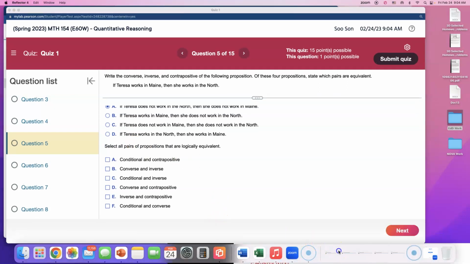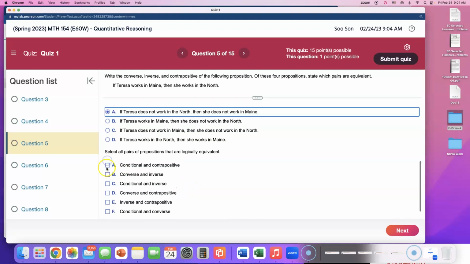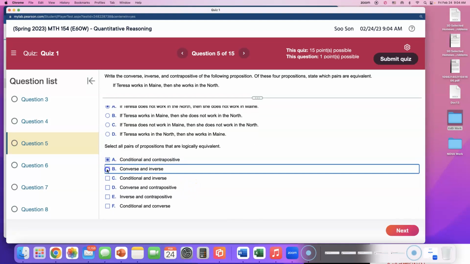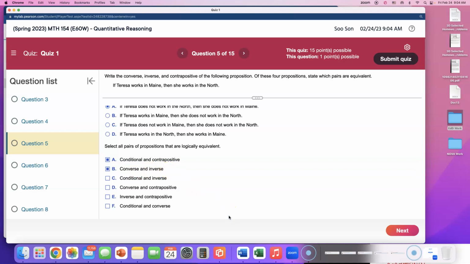Now, here's the last one. Select all pairs of propositions that are logically equivalent. It's always conditional and contrapositive, and converse and inverse. Okay, no matter what kind of proposition they throw at you, it's always going to be those pairs. So that is it for question 5.